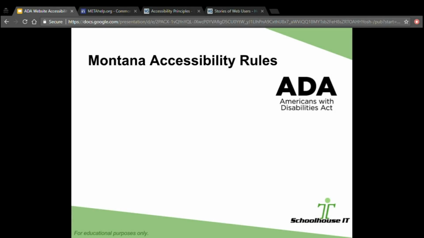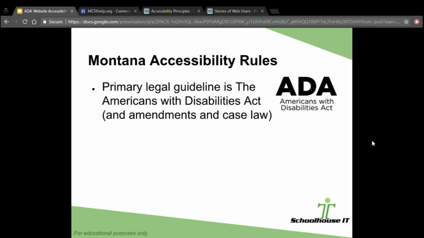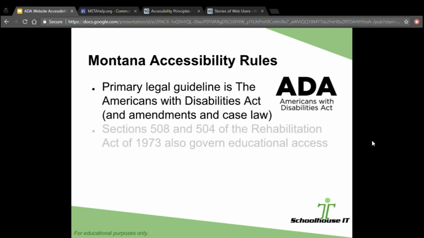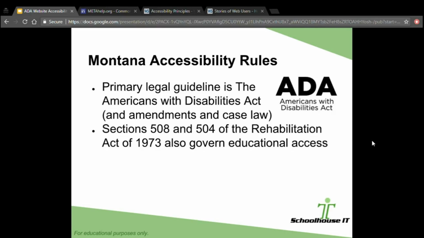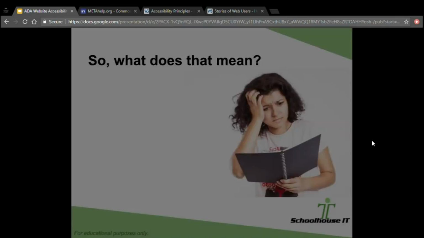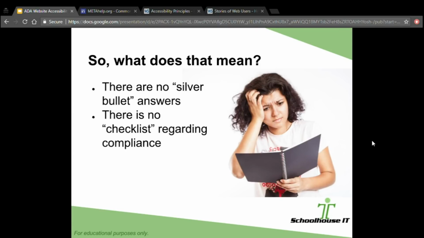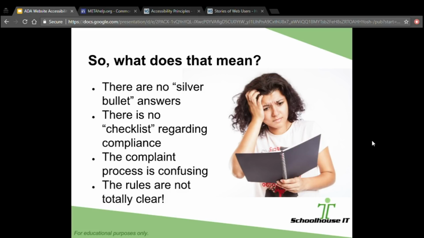What are the rules for accessibility for Montana schools? The primary legal guideline is the Americans with Disabilities Act and the associated amendments in case law. Section 508 and 504 of the Rehabilitation Act of 1973 also govern educational access. There are no additional specific Montana laws refining or further clarifying these federal guidelines. The guidelines do not prescribe specific actions regarding website accessibility and are therefore not straightforward. So what does this mean? There are no silver bullet answers. There's no legally prescribed checklist regarding compliance. The complaint process can be confusing. In short, the rules are not totally clear.